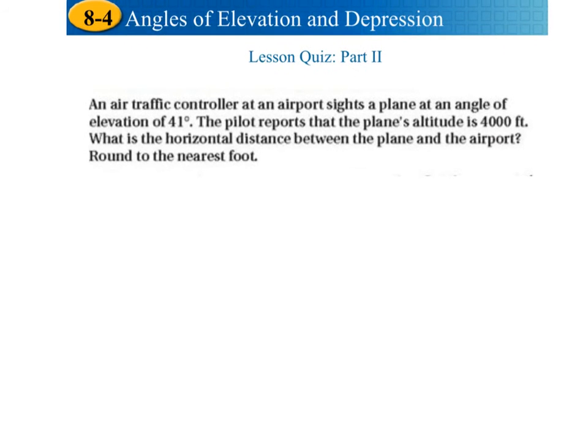An air traffic controller at an airport sights a plane at an angle of elevation of 41 degrees. The pilot reports that the plane's altitude is 4,000 feet. What is the horizontal distance between the plane and the airport, rounded to the nearest foot? So here we have to draw our triangle. We have an air traffic controller at an airport. He sights a plane at an angle of elevation of 41 degrees.